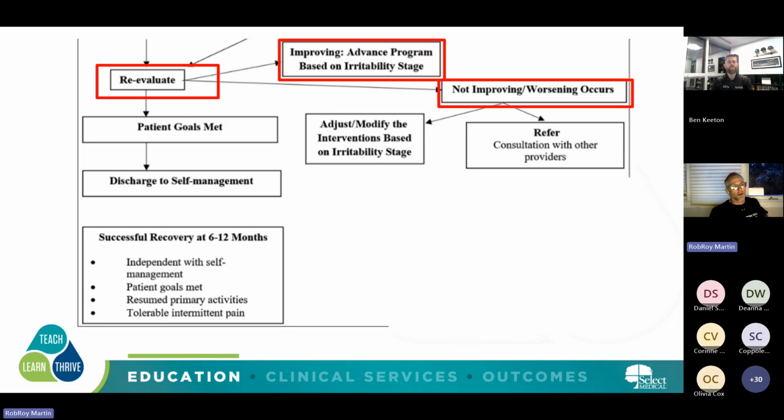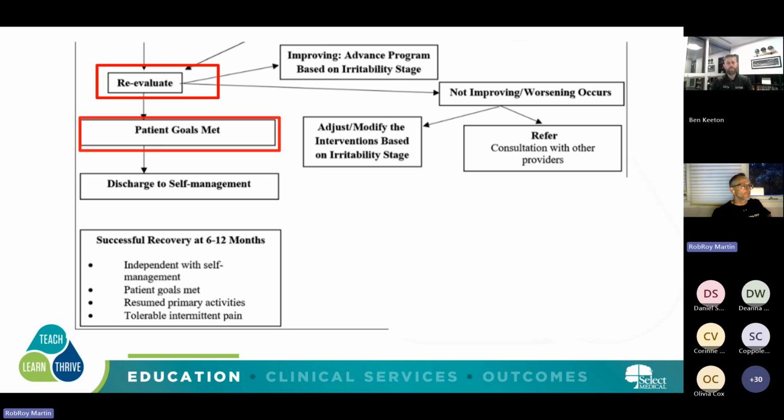If they're not improving, we'd want to make sure that we refer them to other healthcare providers, but obviously we're going to make modifications and progress our patients as appropriate. At some point, hopefully our patients' goals are met, and we can discharge them to successful recovery. This is a chronic condition, and most of the patients we see generally don't get to be 100%. If you work with this population, they call it an acute on chronic condition, where you get better and then you aggravate it.